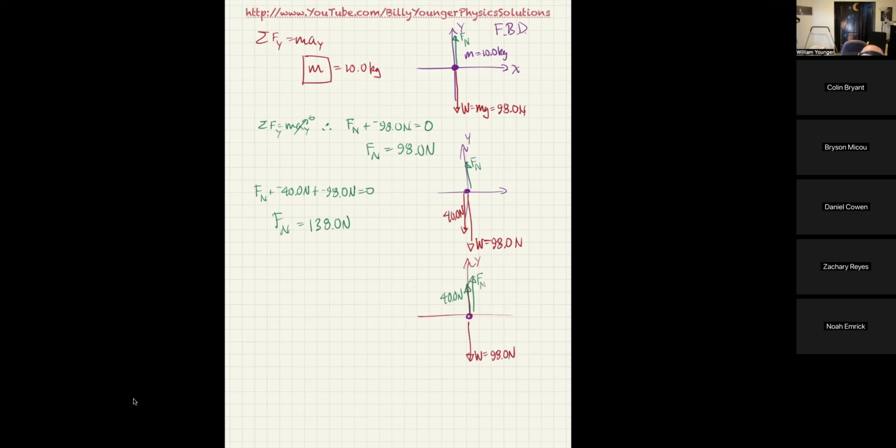So now in this case, we'd get F normal plus 40.0 newtons minus 98.0 newtons is equal to zero again, because the box is sitting perfectly still on the tabletop. So this time we get the normal force is actually equal to 58.0 newtons. And that's it. That's all we're going to be able to do.